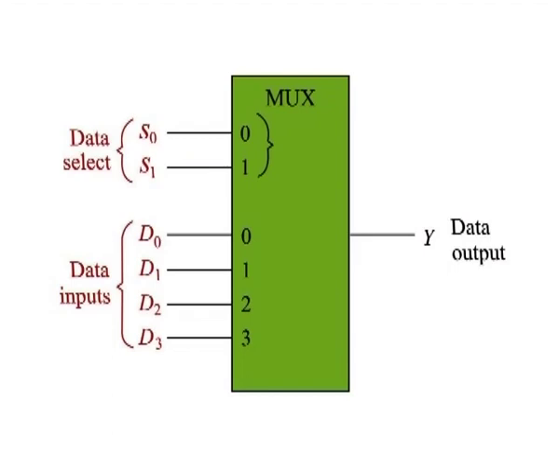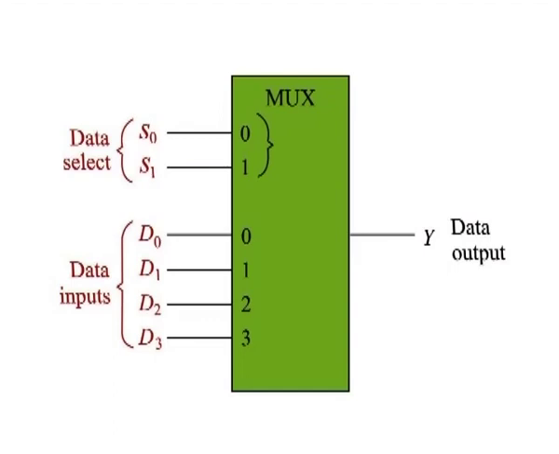If a binary 0, that is S1 equal to 0 and S0 equal to 0, is applied to the data select lines, the data on the input D0 appears on the data output line. If a binary 1, that is S1 equal to 0 and S0 equal to 1, is applied to the data select lines, the data on the input D1 appears on the data output.